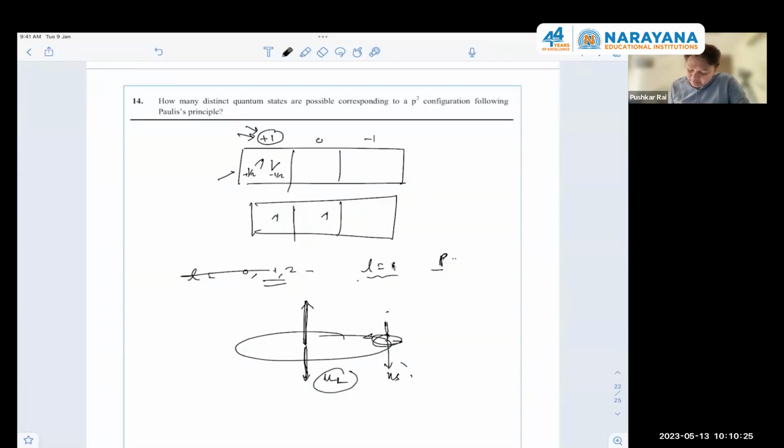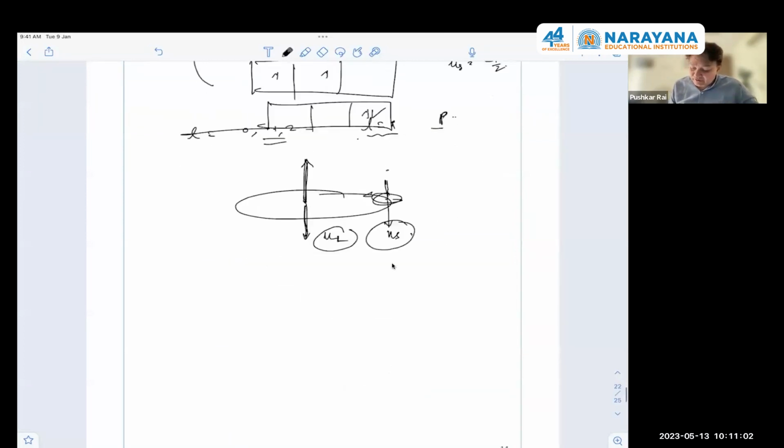Now they are going to interact. So if sometimes this μl has value +1 and μs has value -half, what do you think? The energy will interact and they will have a different energy? Of course, that's called spin-orbit interaction. So that means that these two configurations have different energy. Even this and this is also different. So how many quantum states are there?